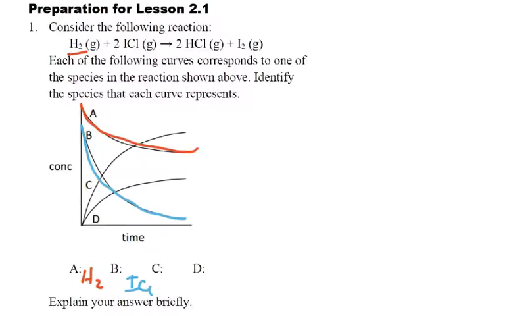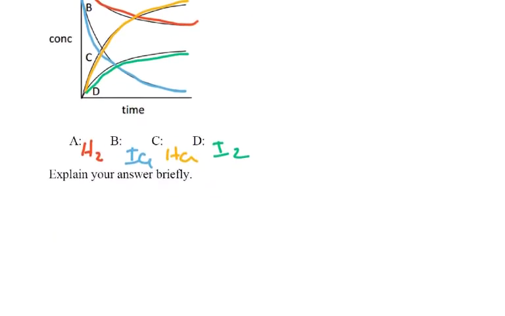That's this one. Okay, the hydrogen chloride must be going up because we're making it, and it's going up pretty fast because there's a 2, so that would be our C, HCl. And then D would be our iodine. It's going up, but not quite as fast, so that's our I2. Now, there are explanations that this guy is going down, and that this guy is going down but twice as fast. The HCl is going up and twice as fast, and this guy is just going up.